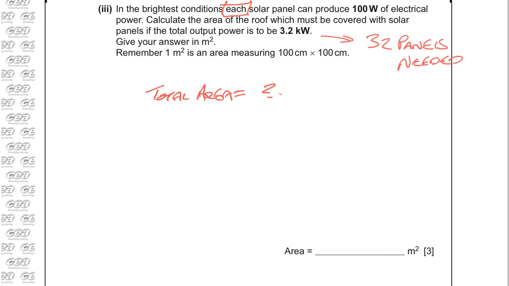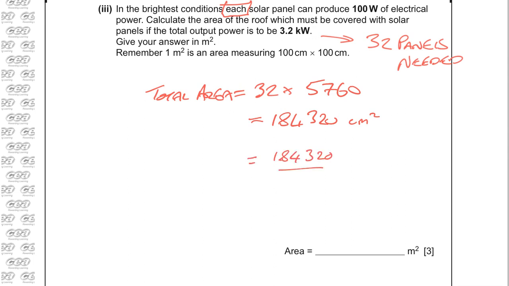So the total area is going to be our 32 times the area of a panel that we got in the last part, which is 5760 centimeters squared. So we end up with 184320 centimeters squared. And we need to divide that by 10,000, because 100 times 100 is 10,000, in order to convert that into meters squared. Because remember, there's 10,000 centimeters squared in a meter squared.